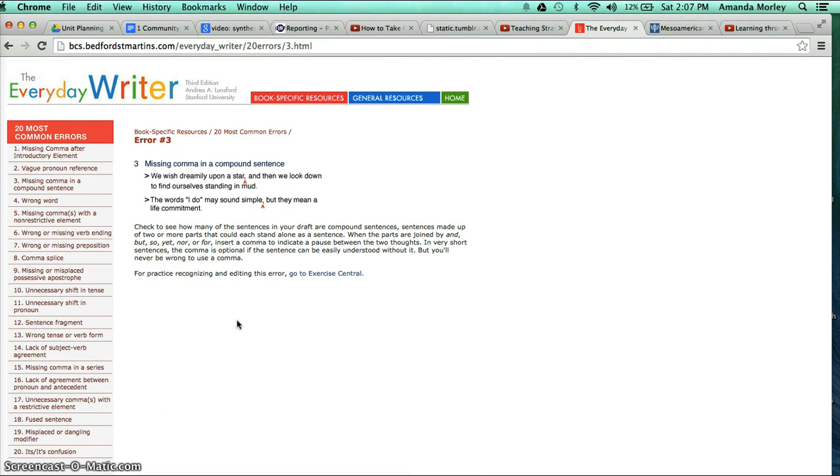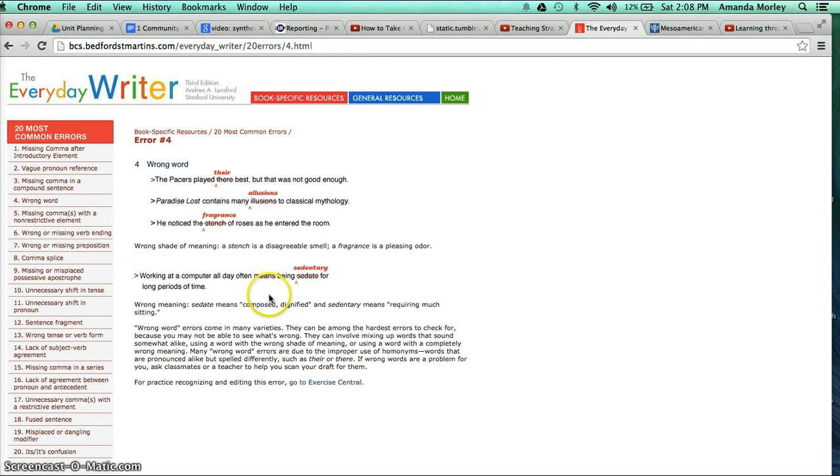Missing a comma in a compound sentence. When there are two clauses, meaning two complete thoughts in a sentence, you need to include a comma. "We wish dreamily upon a star" could be a sentence on its own. "Then we look down to find ourselves standing in mud" could be a sentence or a complete thought to itself. It needs a comma. The words "I do may sound simple" is one idea. "They mean a life commitment" is another idea. So you need to include a comma.